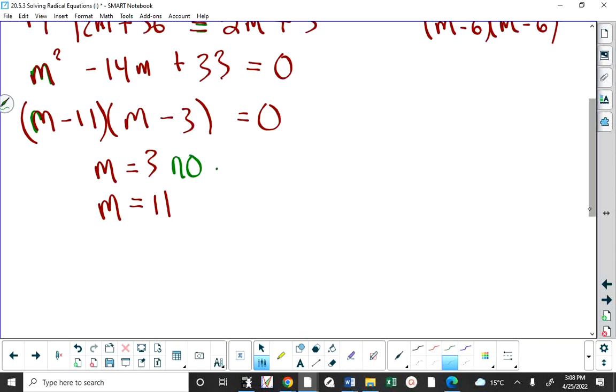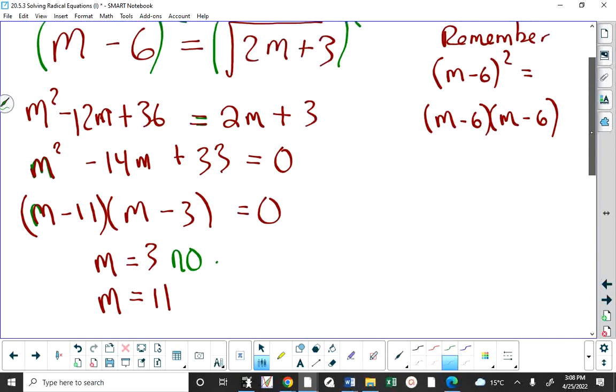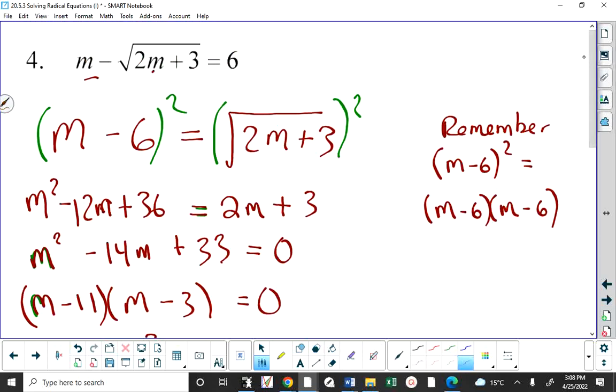Again, you know me, if it's a written response, you better explain or demonstrate that it's not a valid solution. 11, we put 11 in here and here. Let's see, 2 times 11 is 22, plus 3 is 25. So we get 11 minus root 25. Root 25 is 5. 11 minus 5 is 6. Works.